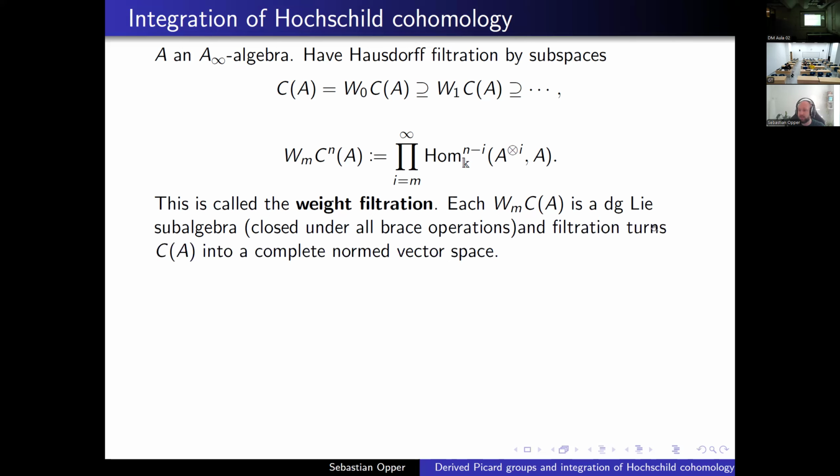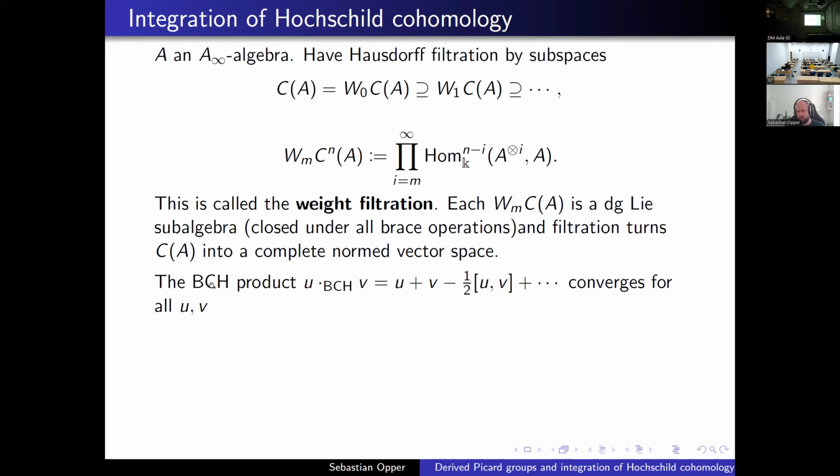well, with this induced topology, this turns the Hochschild complex into a non-Archimedean vector space, which is complete with respect to this topology. So an element in the Hochschild complex is very small when every one of its components has a lot of arguments.